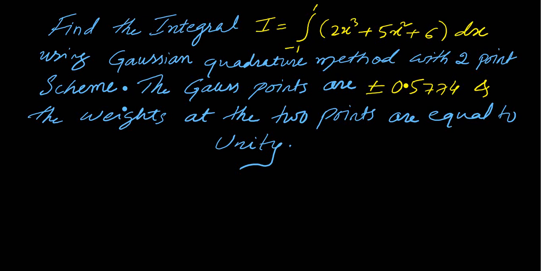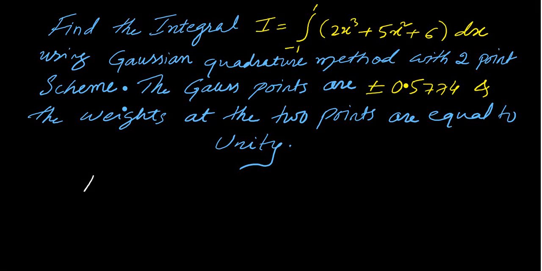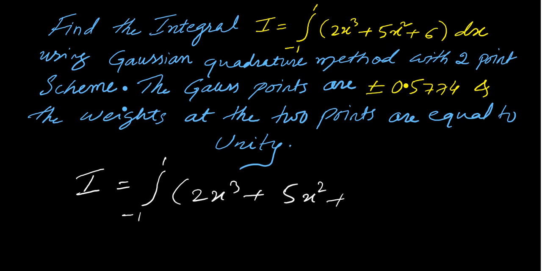So here we need to find the integral I, that is the given expression, where I is equal to the integral from minus 1 to 1 of 2x cube plus 5x square plus 6 dx. So this is the given expression for the problem.